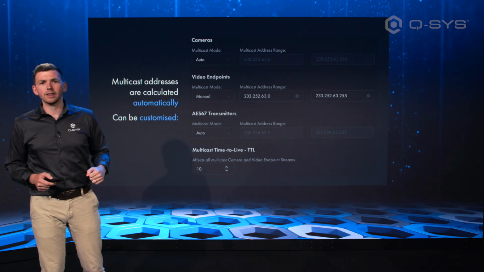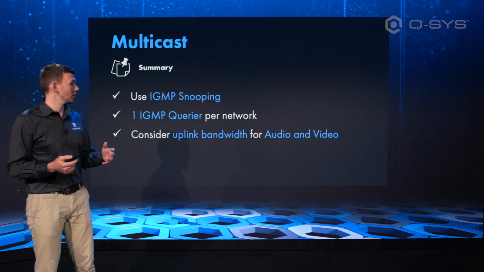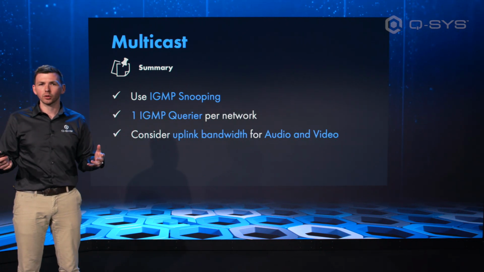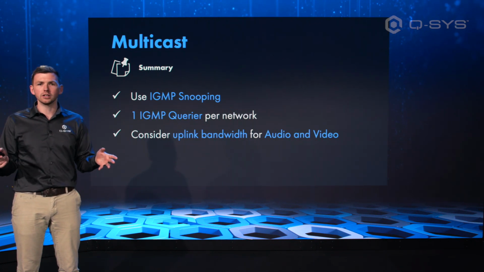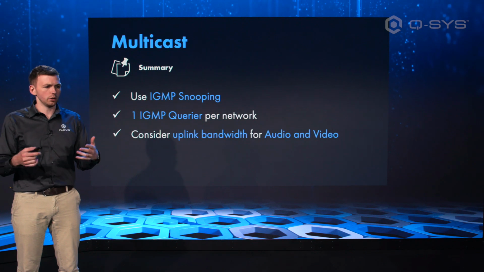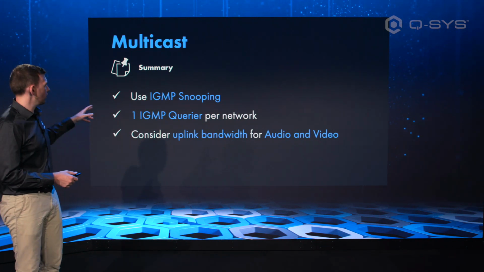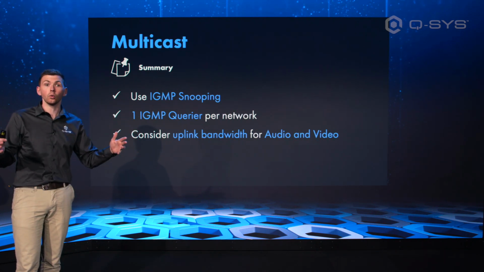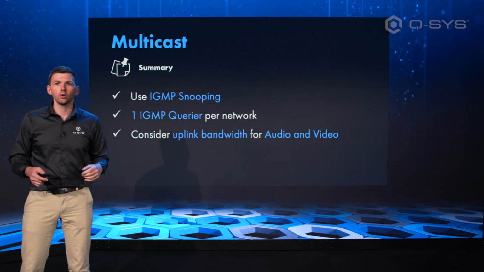So just a little summary there on the multicast and the bandwidth side. Do use IGMP snooping, okay? Even if you think we're probably okay, we haven't got that much multicast, you might have in the future, and again, it's just something simple that we can turn on that means we're in a much more robust environment for AV on the network. One querier per network, okay? But you want to have IGMP snooping on all your switches, and just consider the uplink bandwidth for audio, but particularly for video.